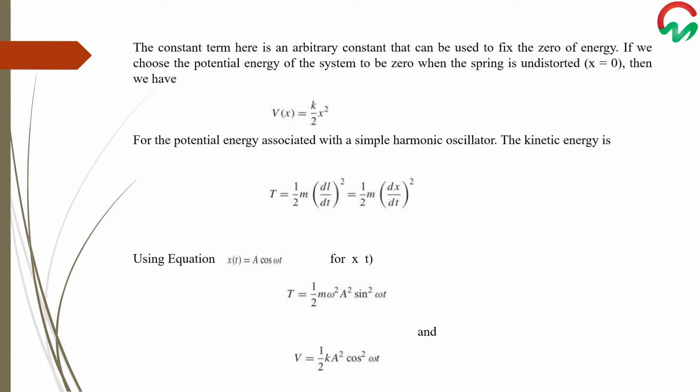The kinetic energy is given as T is equal to 1 by 2 m (dx by dt) whole squared. Using the equation x(t) equals a cos omega t for x(t), we can rewrite the kinetic energy term as 1 by 2 m omega squared a squared sin squared omega t, and potential energy as V equals 1 by 2 k a squared cos squared omega t.